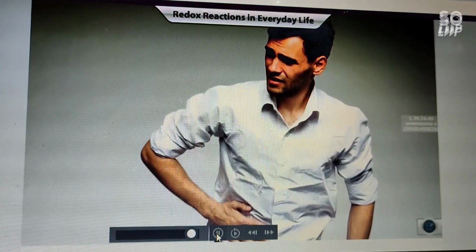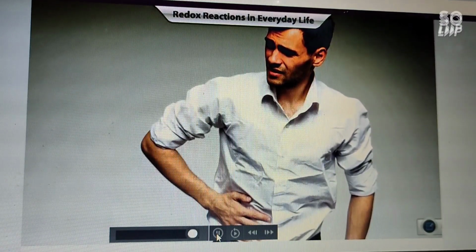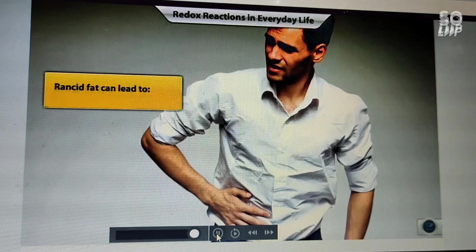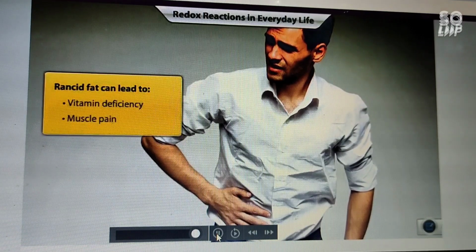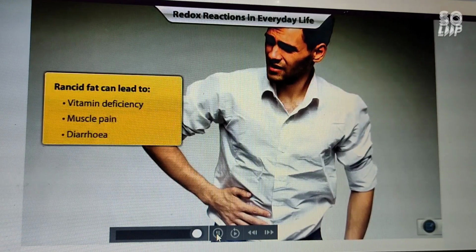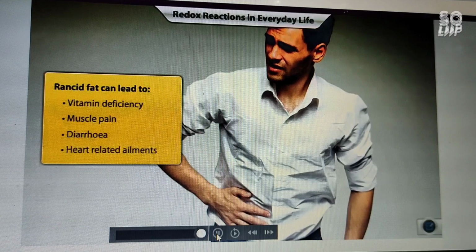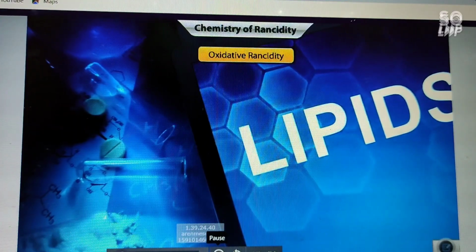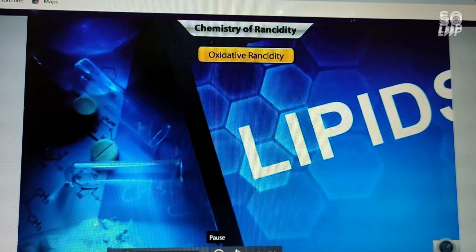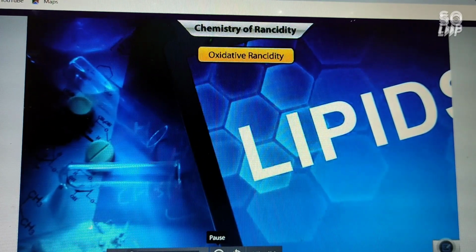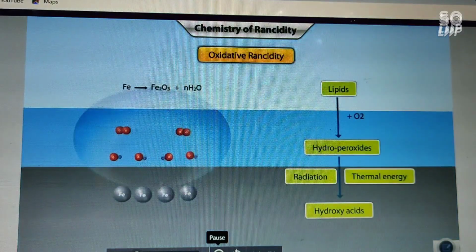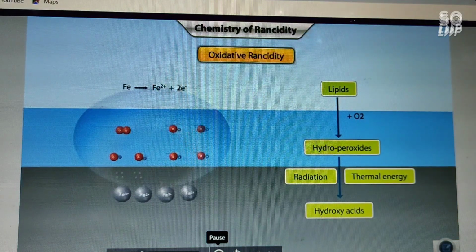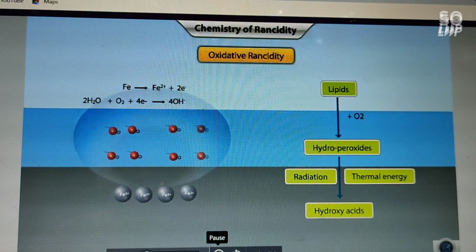Rancid fat in the body may cause health conditions, both long-term and short-term, leading to vitamin deficiency, muscle pain, diarrhea, and so on. It is most commonly believed to cause thickening of tissue, leading to high risk of heart-related ailments. Let us know more about the changes taking place during the process of rancidity. Light in the UV range accelerates the initial step in lipid oxidation.